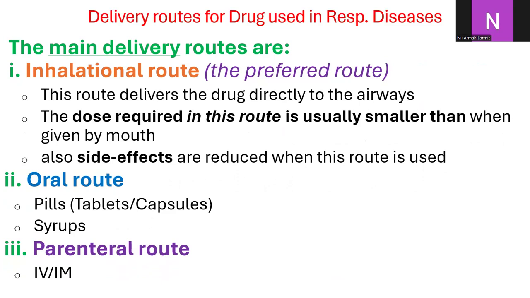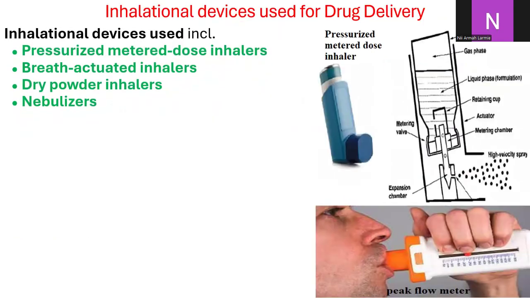But other routes that are available include the oral route, where we can use pills and syrups, and then there's also the parenteral route, where we can go through the intravenous route or the intramuscular route. But again, remember, our preferred route is the inhalational route.